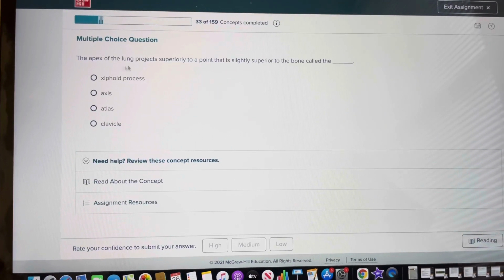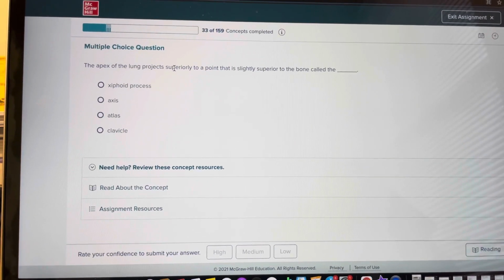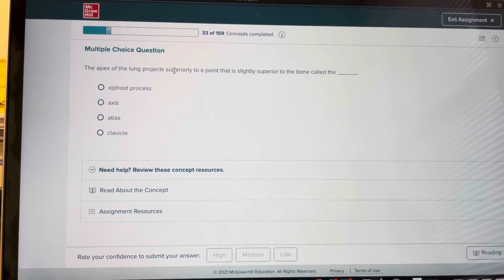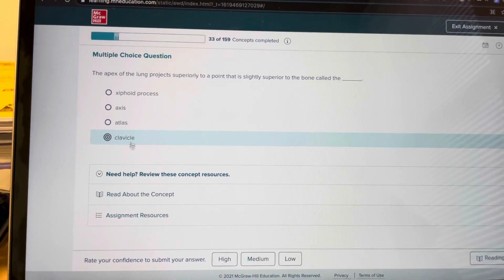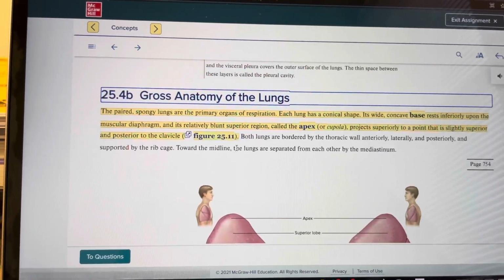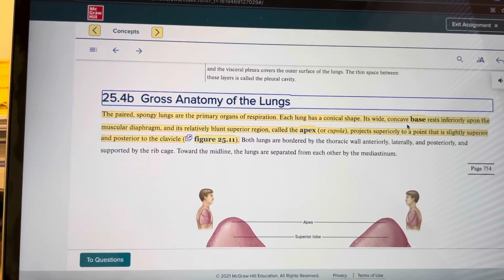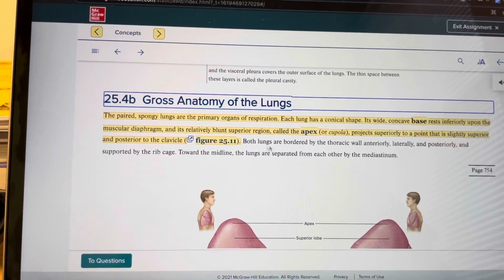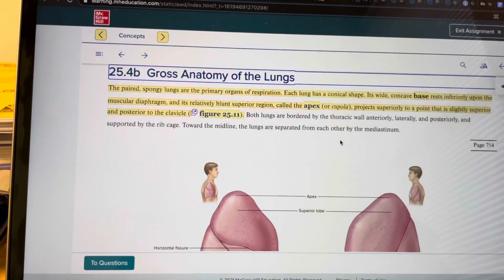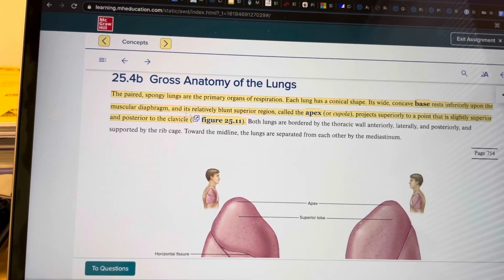So the apex of the lung is this middle top point, and the point that would be slightly superior and posterior is the clavicle, which I'm pretty sure is correct, and we can read about it here just to make sure. So it brings you right to the point and highlights it for you. Wide concave base, superior blunt called the apex or cupula, projects superiorly to a point that is slightly superior and posterior to the clavicle.